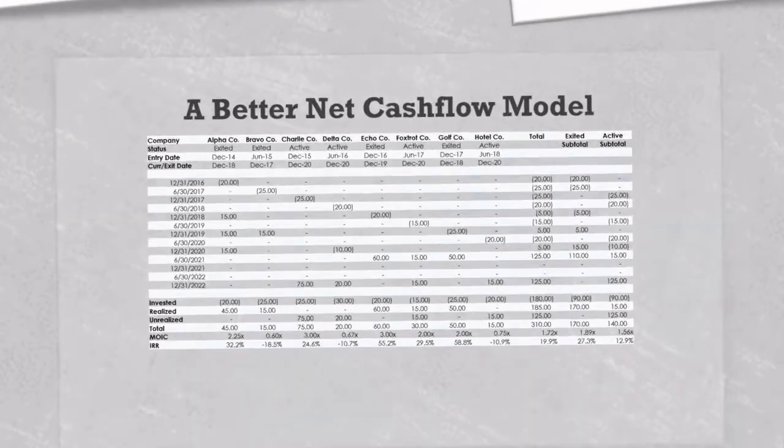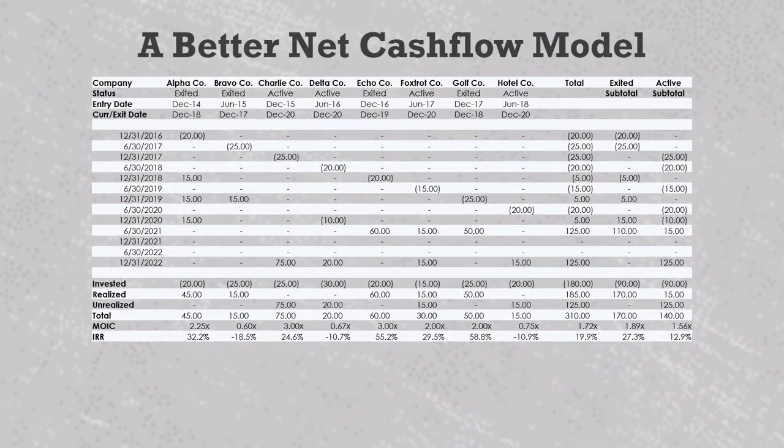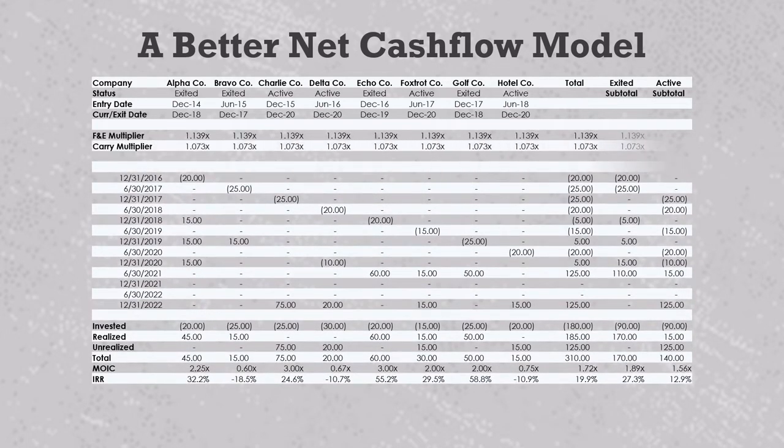Well, we can do the same thing here with each of the individual cash flows. Let's first add our F&E and carry multipliers to the table as follows. Now, whenever we see a negative number, let's make it a bit more negative by multiplying by the fee and expense multiplier like this. This adds to each deal its pro rata share of management fees and fund expenses.